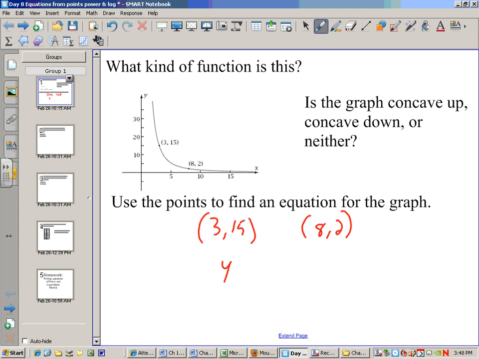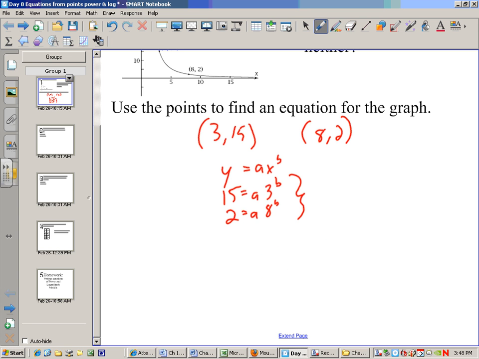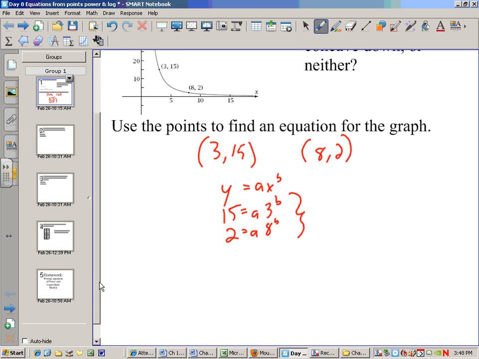Now our general equation for a power function is ax to the b. So let's plug in our x and y's. I'll plug in 15 is equal to a times 3 to the b, and 2 is equal to a times 8 to the b. So now we have to think, how can I get rid of my a here? Well, what we would do is we would divide.